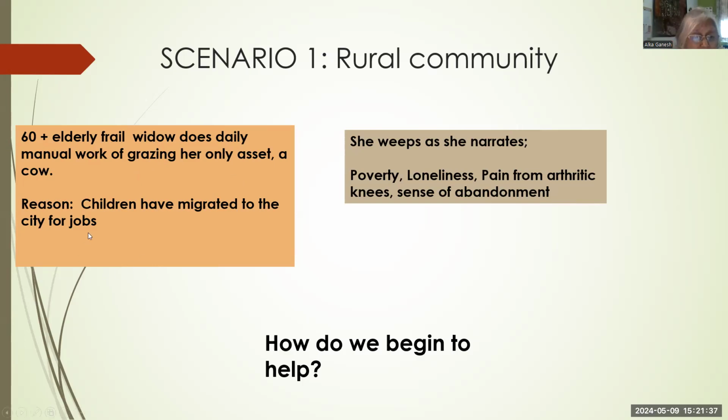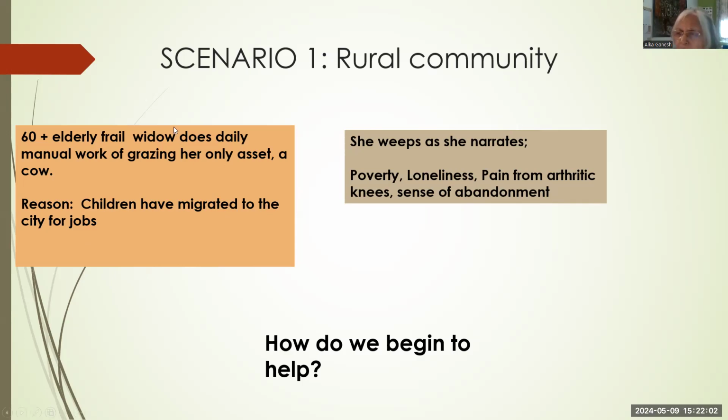Because the children have left, they have migrated to the town, and I am left here, I have to do this work. So she weeps and she says, I'm poor, I'm lonely, my knees can't carry me. And I just feel that they've left me and gone away. Abandonment. So how do we begin to help a person like this?